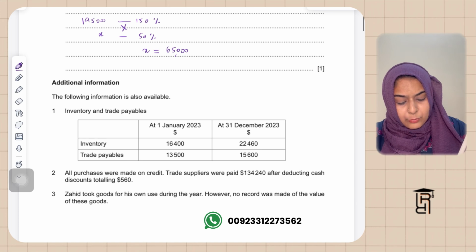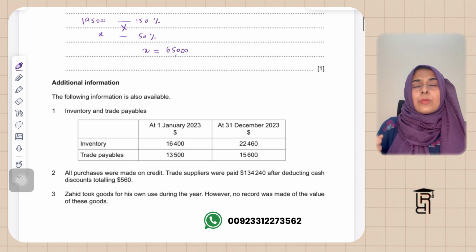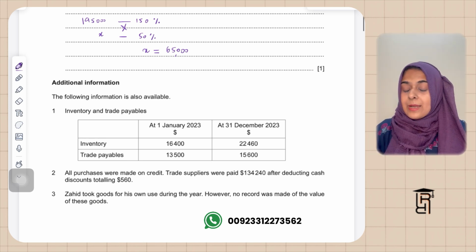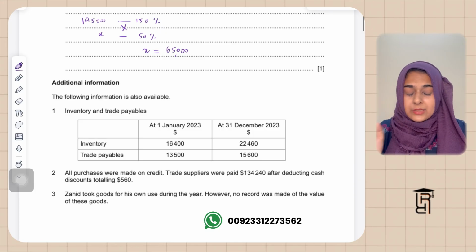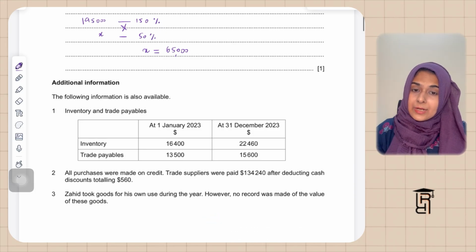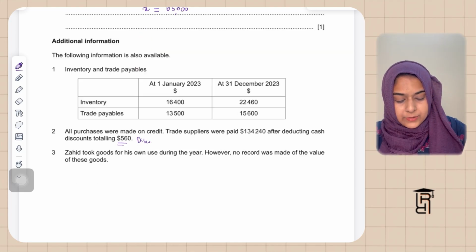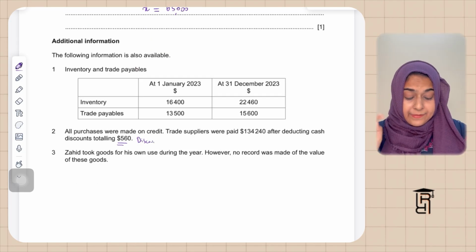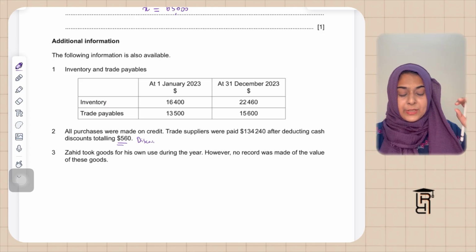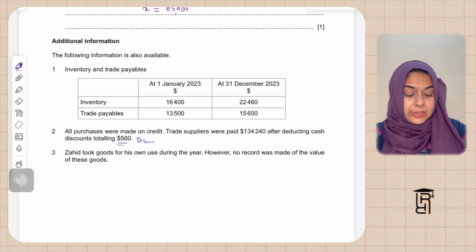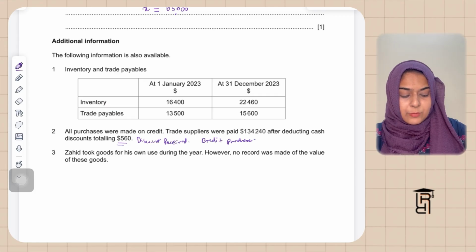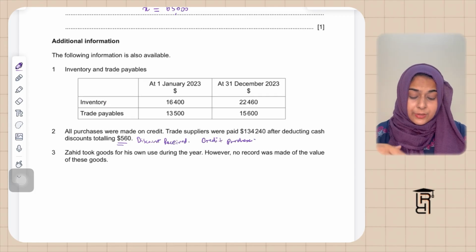We receive a cash discount when we pay within the time frame specified by the suppliers. If we pay them within that time frame, they will give us a cash discount, which in this case will be discount received. So discount received in this case is 560, and this information is given to us to calculate credit purchases. When we calculate credit purchases, we'll be using this information.